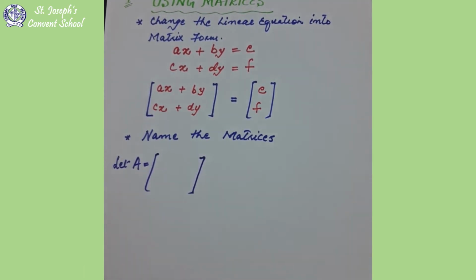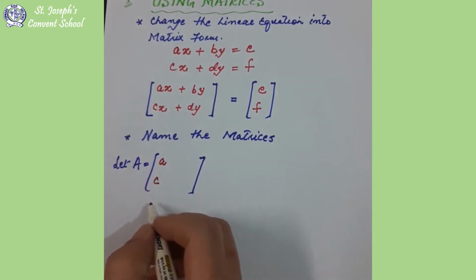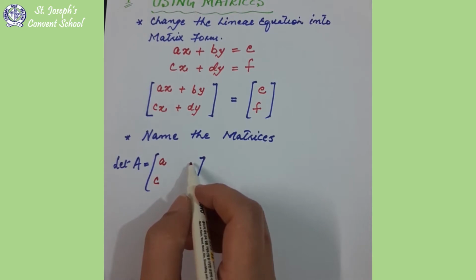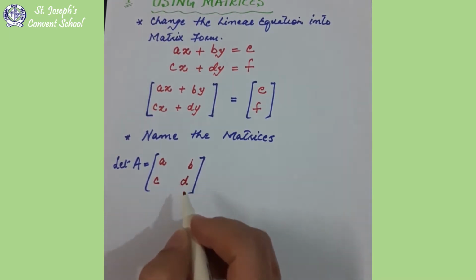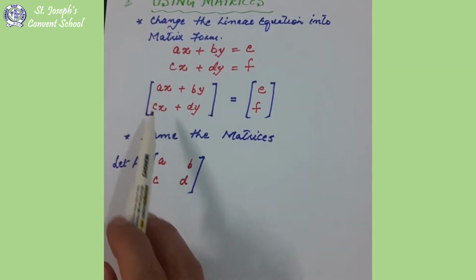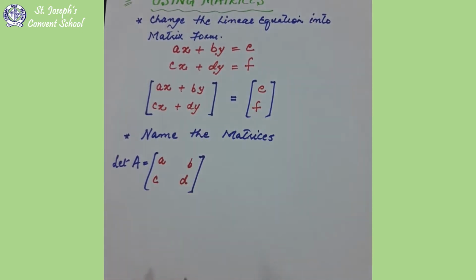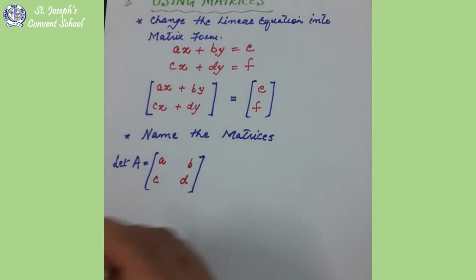Second column, don't write a plus sign. Second column, the coefficient of y, b and d. First column, the coefficient of x, a and c. Don't write the plus sign. In the second column, we'll write the coefficient of y, b and d. So we have just written the coefficients, we have not written the variables. So in the first matrix you will write the coefficients only.